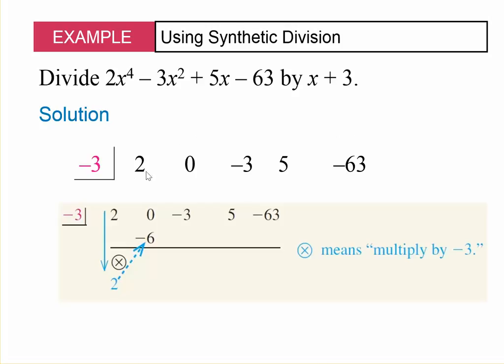So here's what we do. We bring down this 2. We add down, so 2 plus nothing is still a 2. We take this negative 3 and we multiply up. So negative 3 times 2 is negative 6. 0 plus negative 6, what's going to happen here? Negative 6. And then negative 3 times negative 6, what's going to happen here? 18. And negative 3 plus 18.